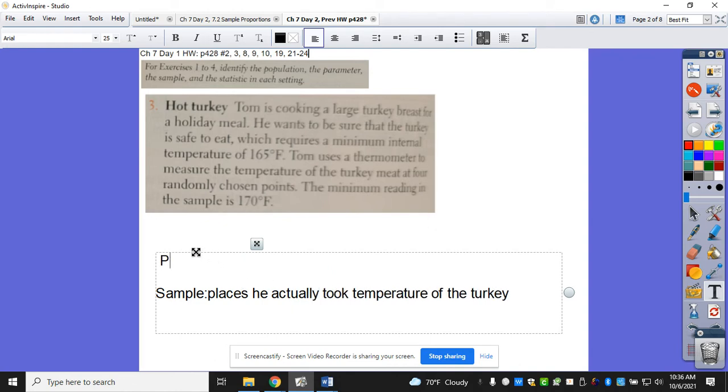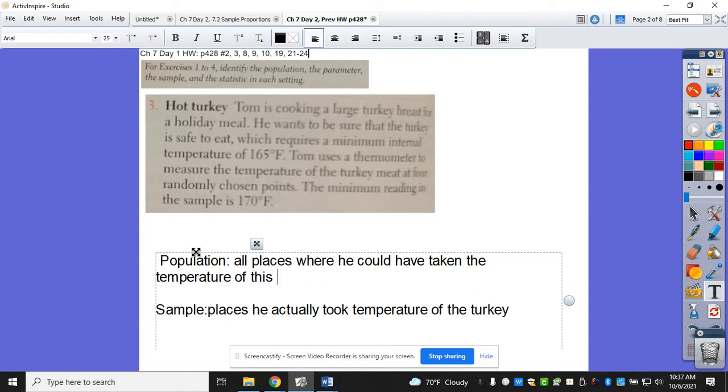So backing up from there, that makes the population what? And you can say the entire turkey breast, anywhere on the turkey, all possible places where he could have taken the temperature, but it's of that turkey. Wording again there is going to be a little different person to person, but it's essentially saying anywhere in the entire turkey that I could have done this.